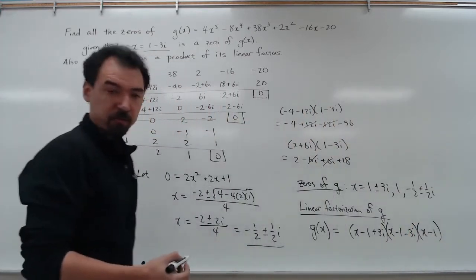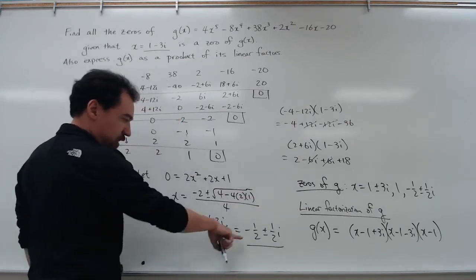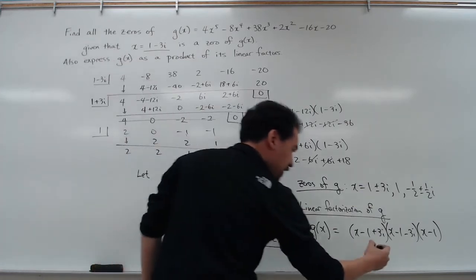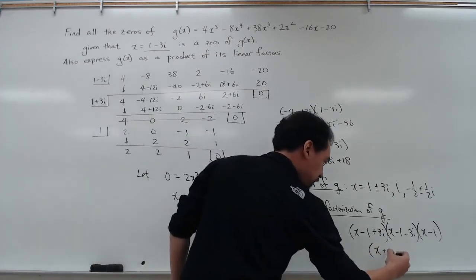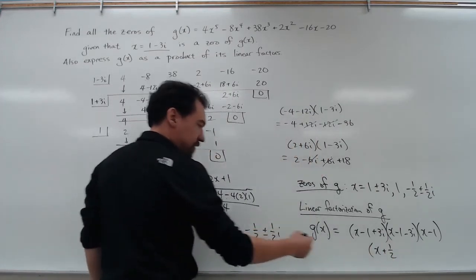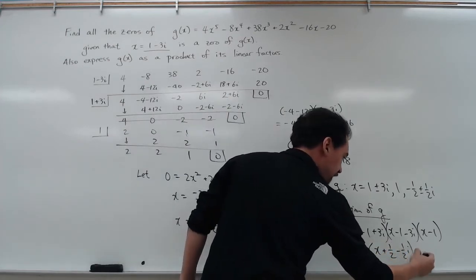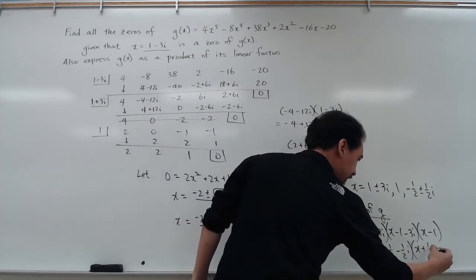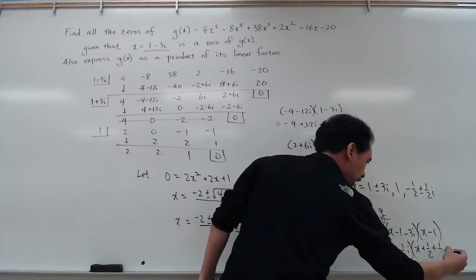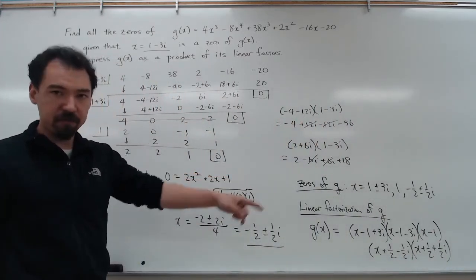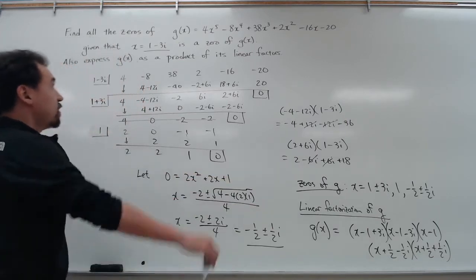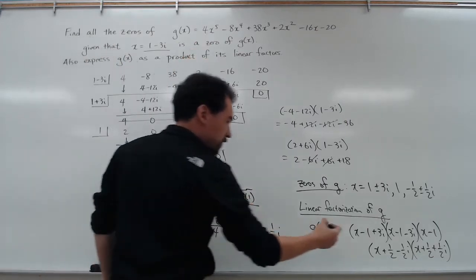And unfortunately, I'm about to run off screen, so I'm going to write it right below. I'm going to have x minus each of these. So I'm going to have x minus negative 1/2. So I'm going to put plus 1/2, and then minus the 1/2 i. And the final one is x minus a negative 1/2 minus a negative 1/2 i. So that's what I'll have. And then finally, my leading coefficient 4 is just going to come out here.